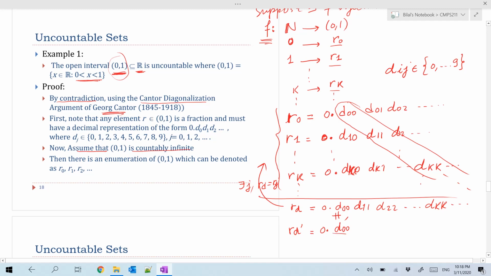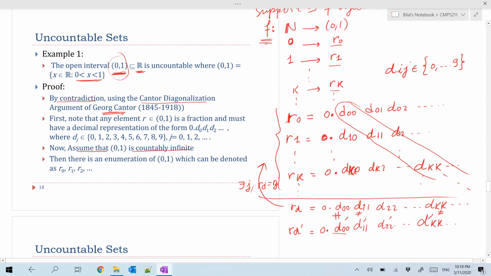And instead of d11, I will consider another digit, d11 prime, that is different than d11. Again, if d11 was equal to 3, let's say, or 2, then I would pick anything other than 2, okay? 7, let's say. And I will keep doing this, okay? I will also pick dkk prime that is different than dkk, d22 prime that is different than d22. So I think you got the idea.